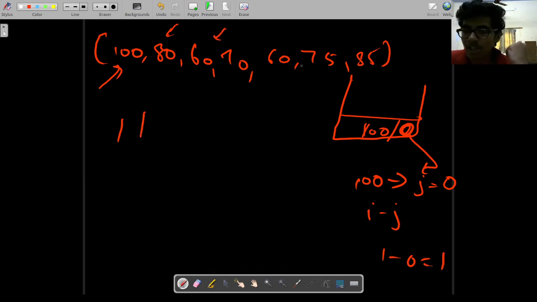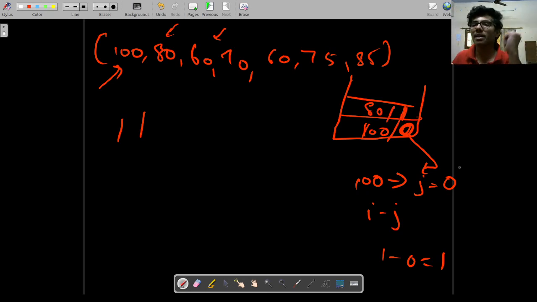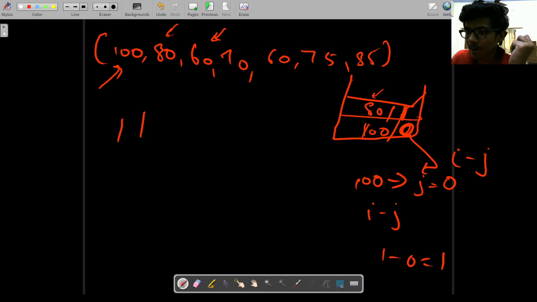Okay, for 60, before that I am going to push 80 with index 1 over here. So what will happen now? 60 sees that 80 is present, which is greater than 60. So it will be doing I minus j. My j is 1 at the top of the stack, so it is going to be 2 minus 1. So it is also going to be 1.